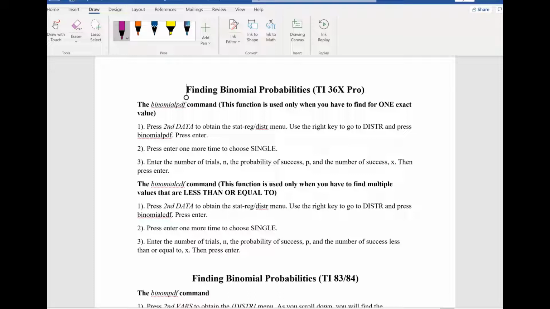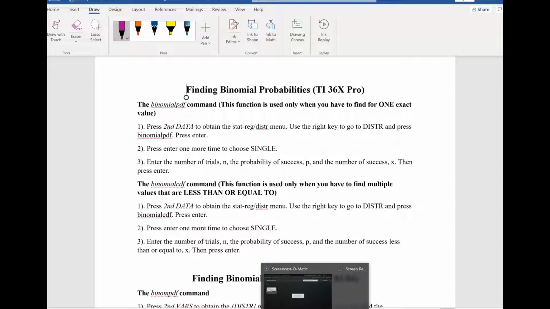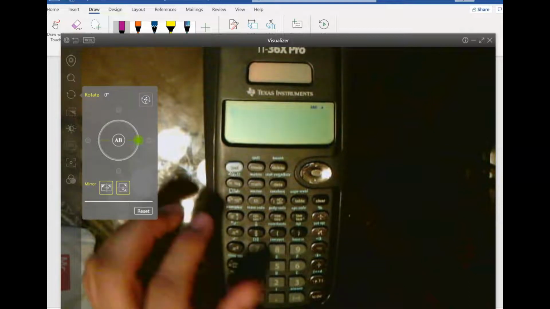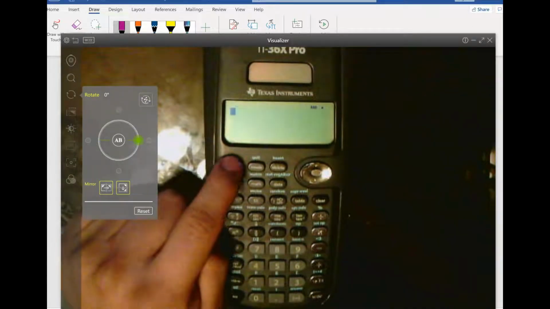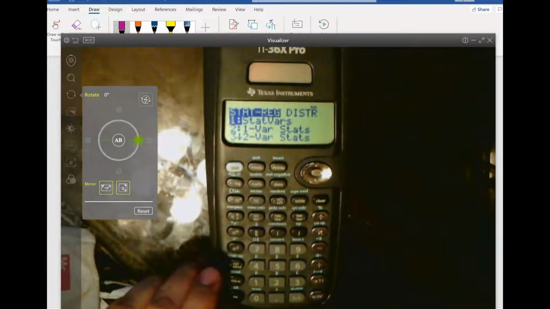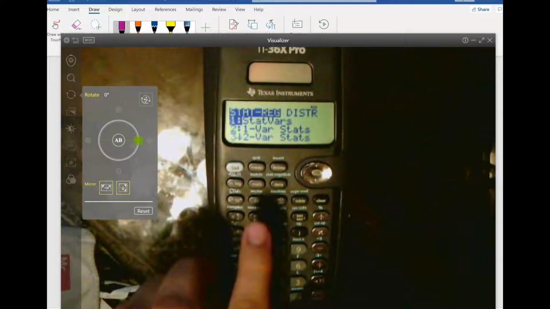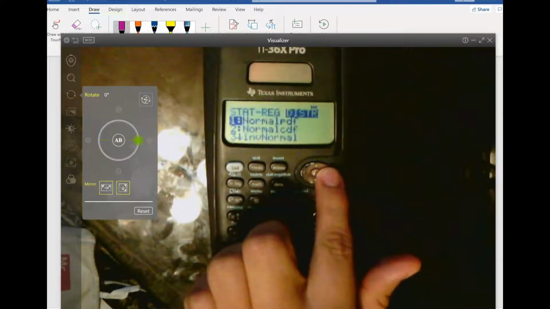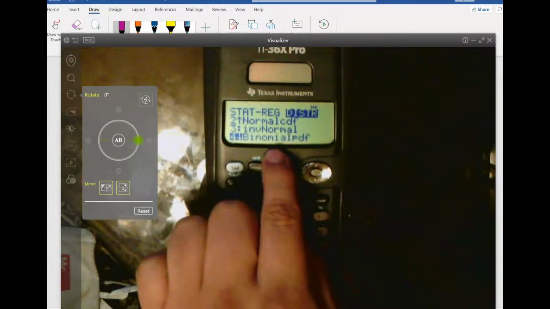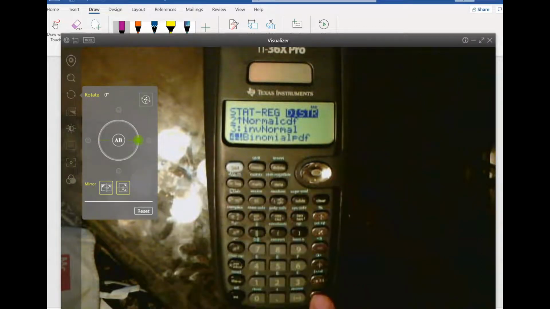So let's go ahead and do that. Let's go into our calculator. Hopefully you can see my calculator here. The first thing we're going to do is press second data. Then we're going to go over to distributions, and go all the way down until we get binomial PDF, which is right here, number 4. Then we press enter. We press enter for single, and we leave that as is.